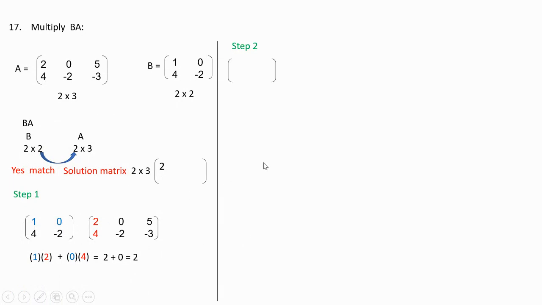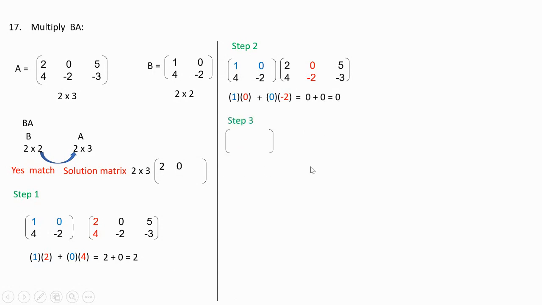Right, so now, again, we're going to multiply the first row times the second column, which will be in red, because I have to multiply the first row times every column. I already multiplied it times the first column. Now I need to multiply it times the second column. 1 times 0, and then 0 times -2. 0 plus 0 will give us 0. So the 0 goes in the second slot here on the solution.